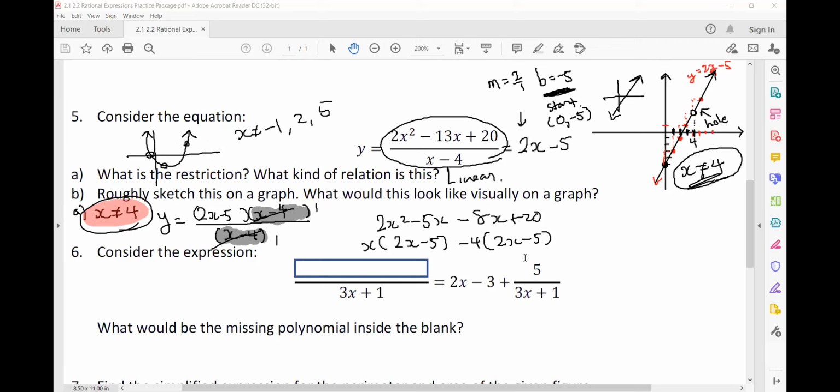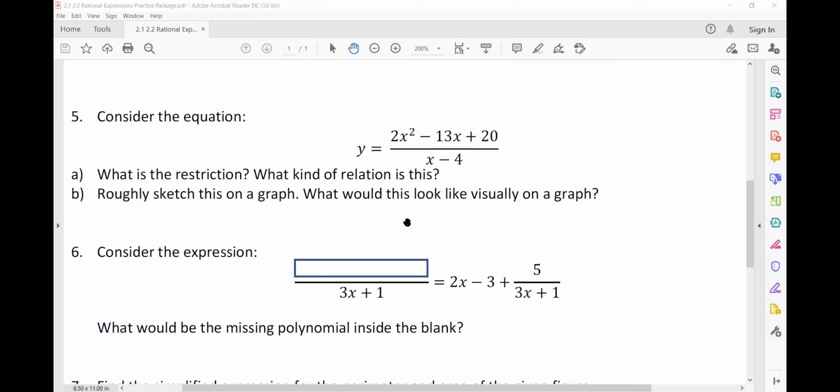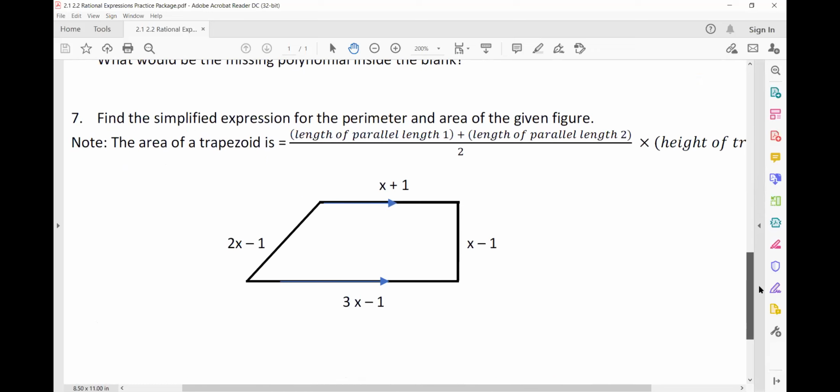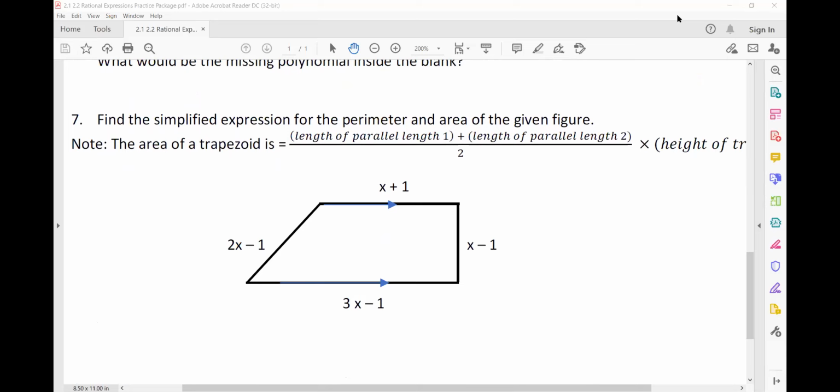Okay. All right. Without further ado, I don't want to lose your attention. I'm going to get everyone to break out into groups, and we're going to try number 7 together. It's not necessarily complicated. It's just a little longer. Here's another way we can apply rational expressions in the form of geometry.